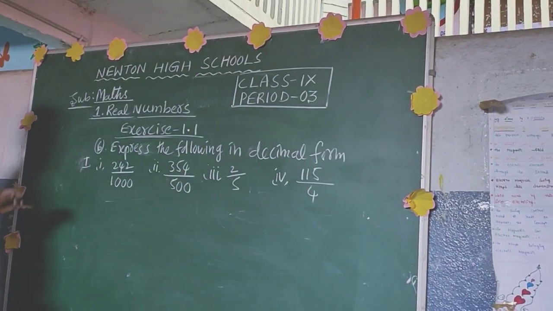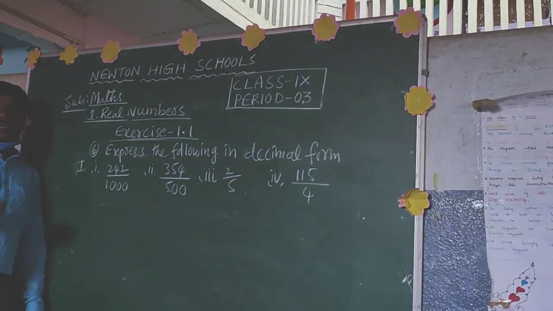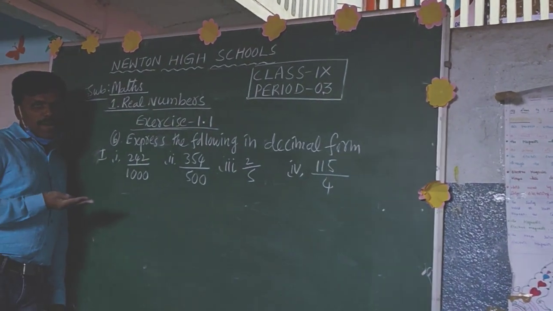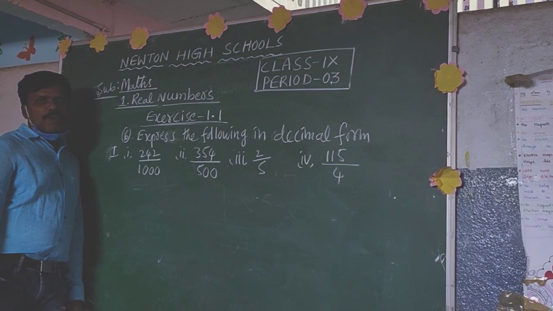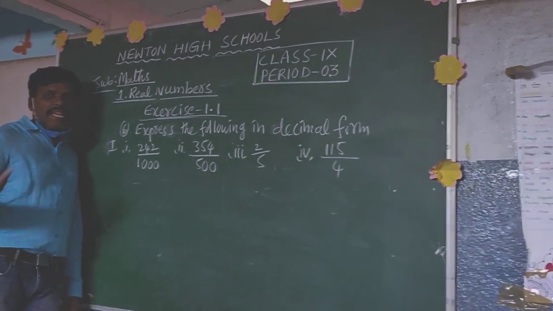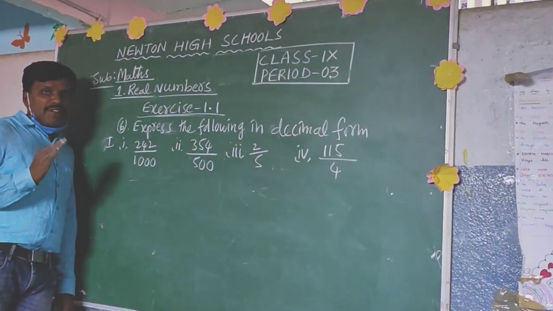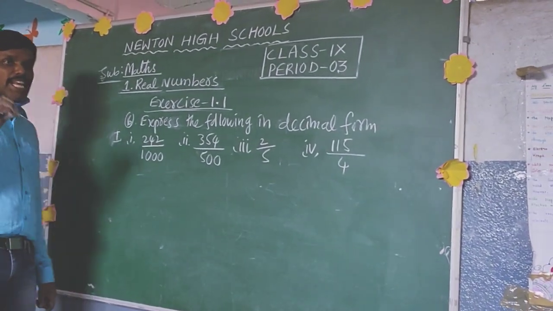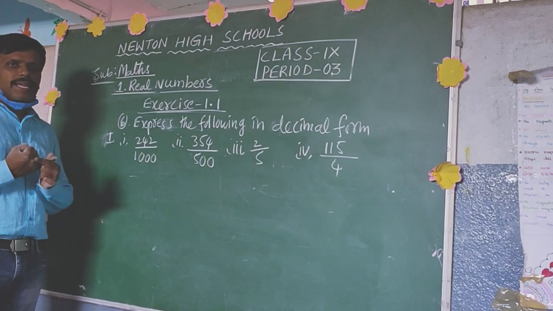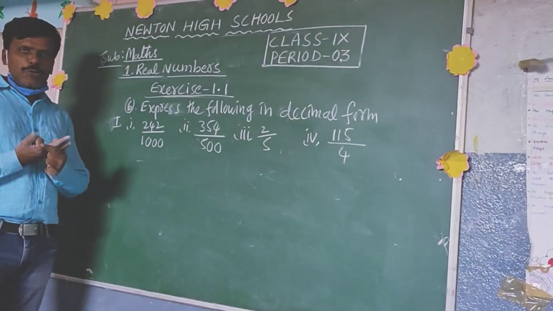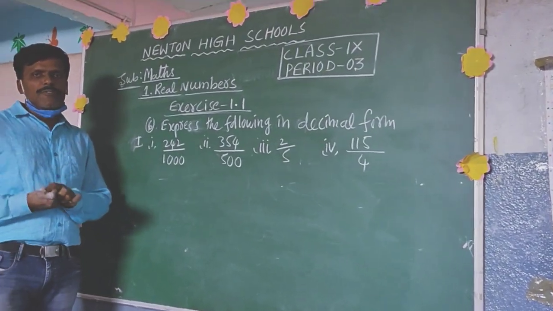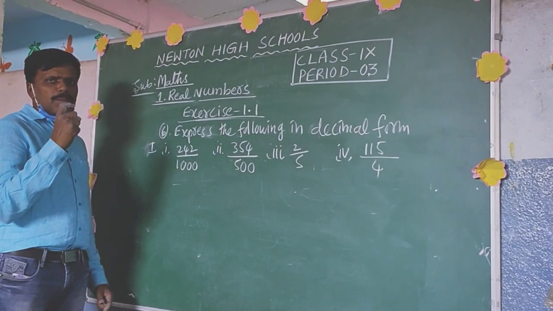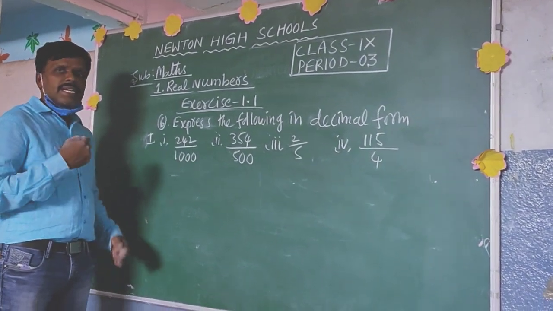Suppose the denominator is 10 or 10 exponents. Easily we can find the decimal form without doing any actual division. Once again, if the denominator is 10 or 10 exponents, for example 10, 10 square, 10 cube, 10 to the power of 4, 10 to the power of 5, easily we can put the decimal point after that many digits.